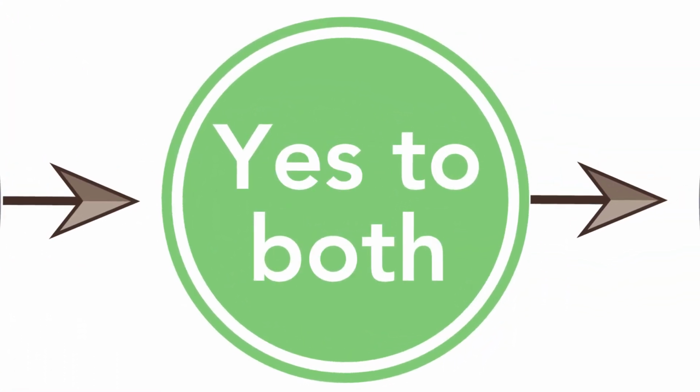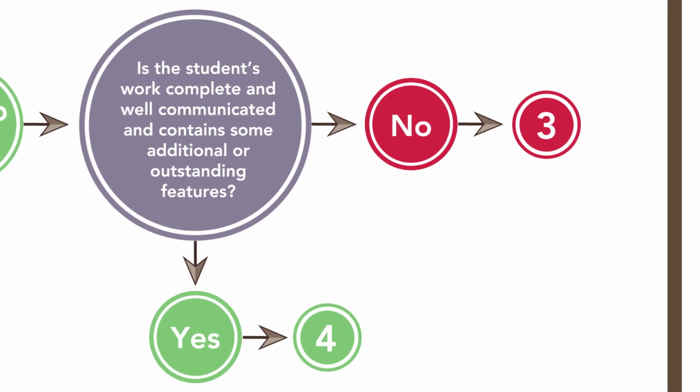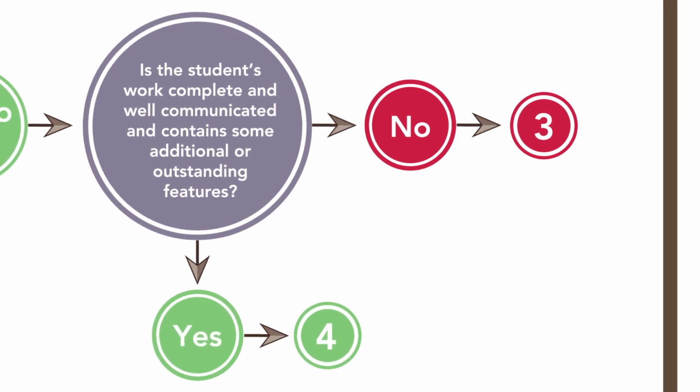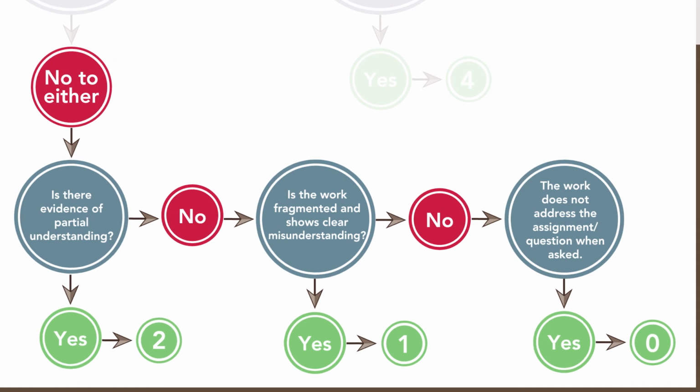If the answer to both of these questions is yes, you know that your student will receive a score of a 4 or a 3. If the answer to either one of these questions is no, you know that your student is going to get a score of a 2, a 1, or a 0.